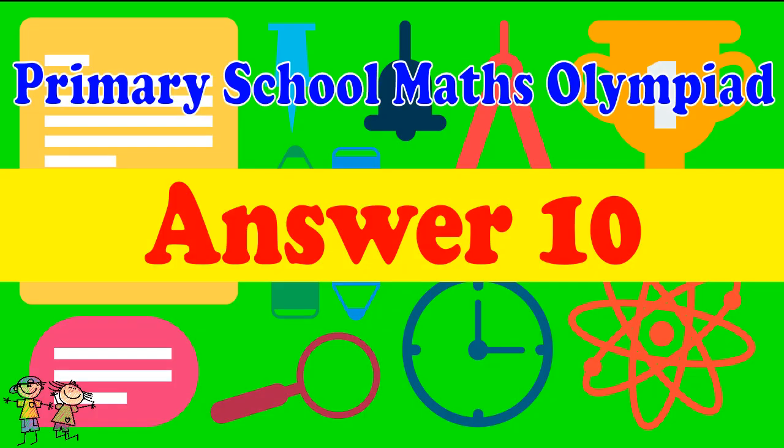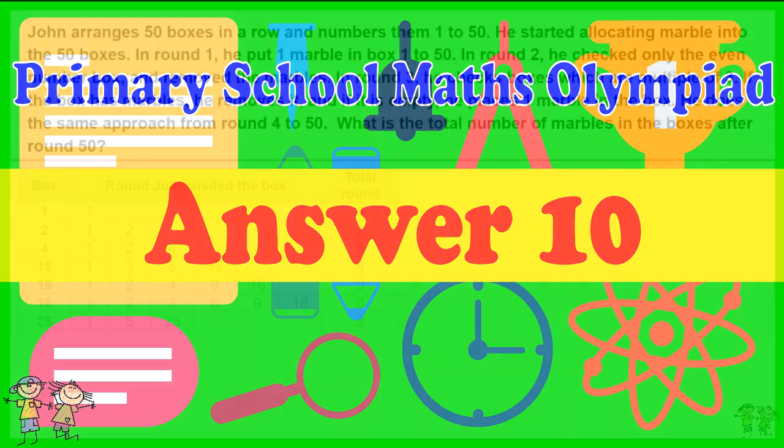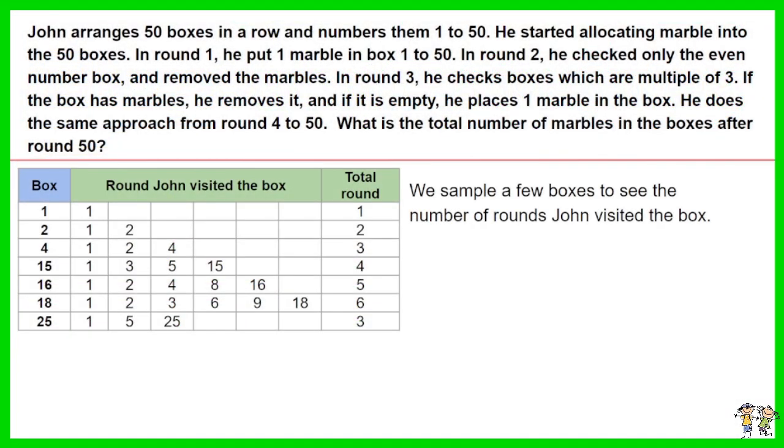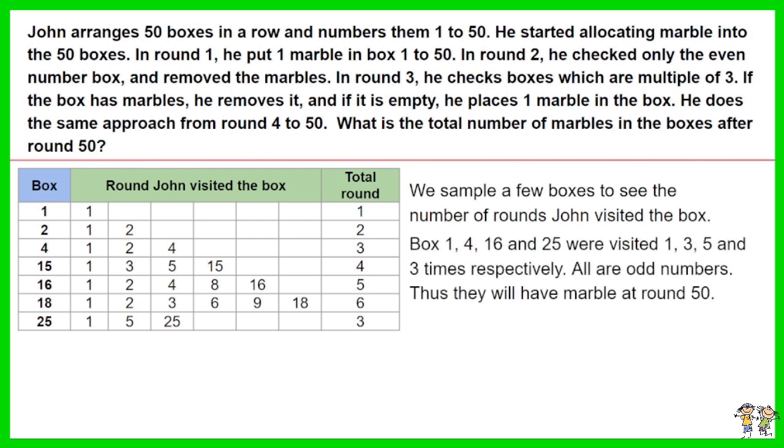Answer for question 10. We sample a few boxes as shown to see the number of rounds John visited the box. Box 1, 4, 16, and 25 were visited 1, 3, 5 and 3 times respectively. All are odd numbers. Thus they will have marble at round 50. Notice that 1 is 1 square, 4 is 2 square, 16 is 4 square and 25 is 5 square.